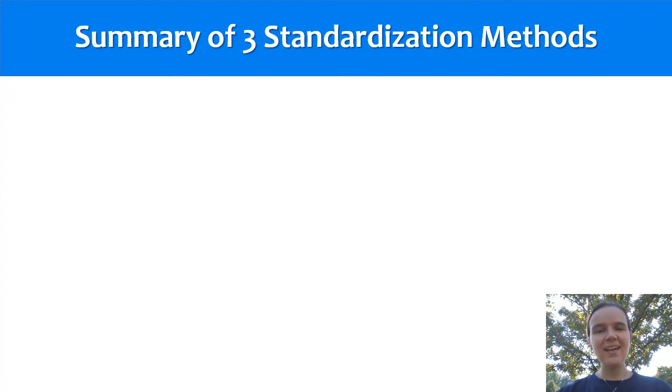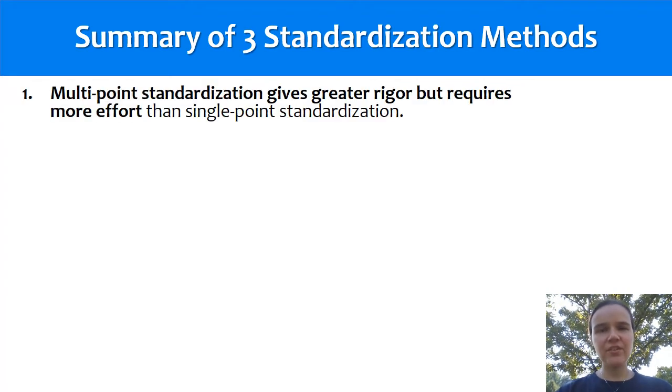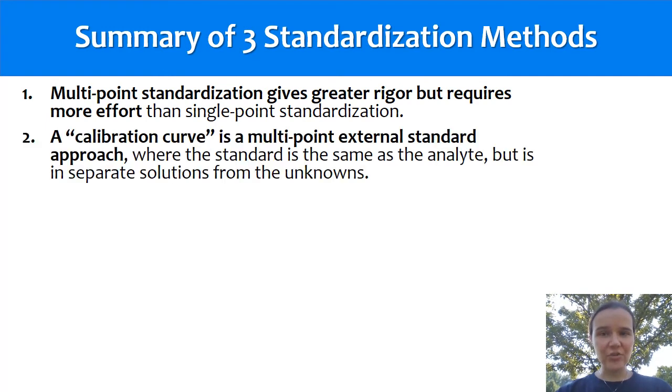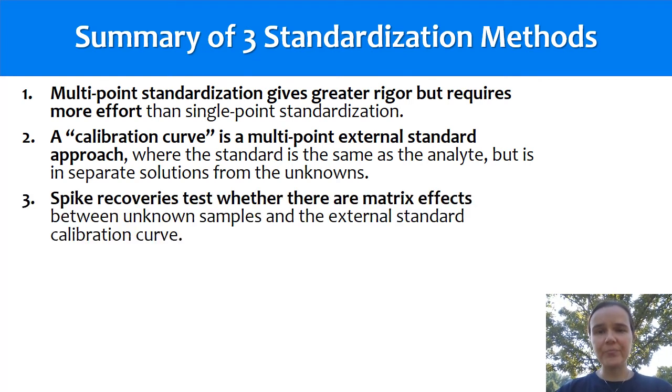So to summarize, I hope that through watching this video, you've learned that multi-point standardization gives better rigor, but does require more effort than single point standardization. I hope you've learned that a calibration curve, like we tend to call them, is really a multi-point external standard approach. Your standard is your analyte, but it's in a separate solution from your unknown. You should really check for matrix effects using the method of spike recovery that tests whether the matrix of your unknown sample is going to match the matrix of your calibration curve.